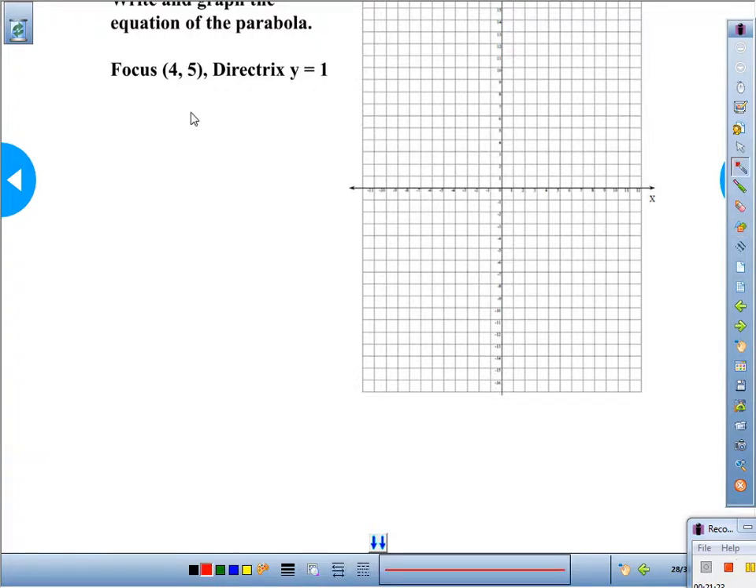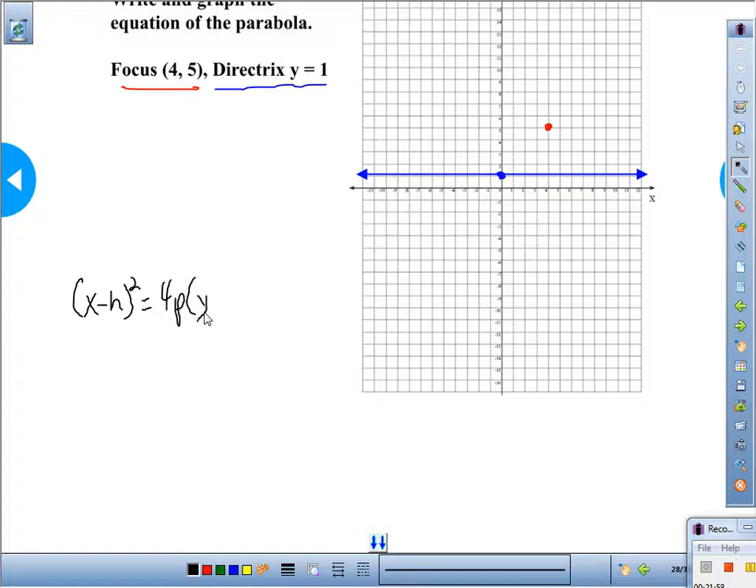First thing with red, we plotted our what? Focus, 4, 5, which is right there. Second thing we did, we graphed our directrix going through y equals 1. Y equals 1 is right here. That means there's a straight line going through y equals 1. There it is. Notice that this is different from the ones that we just did, just a tiny bit. All right? And what else? Therefore, it's vertical, so we write x minus h squared equals 4p times y minus k.